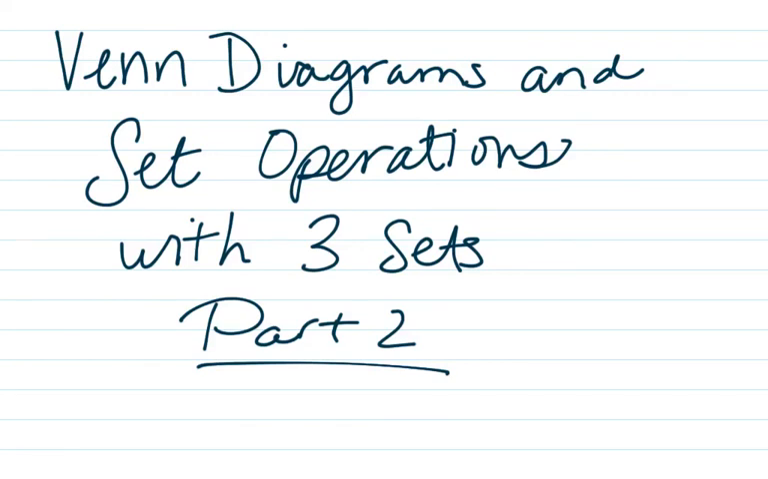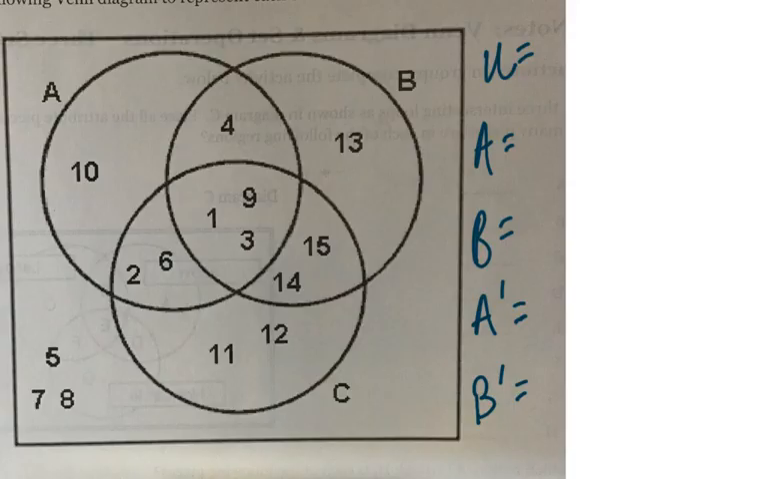In part 2 of Venn diagrams and set operations with 3 sets, we're going to look at some specific examples. So we're kind of going a little bit backwards. But we're going to look at Venn diagrams that represent sets that have specific numerical values in them. And we're going to determine what elements are in the different sets based on set operations. Okay, so let's take a look at our first example.